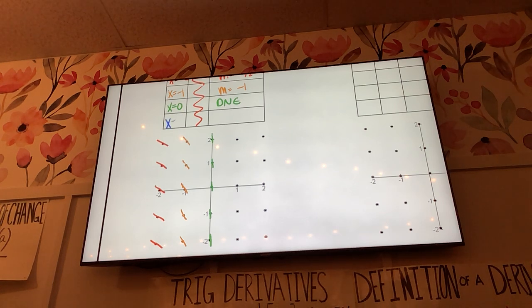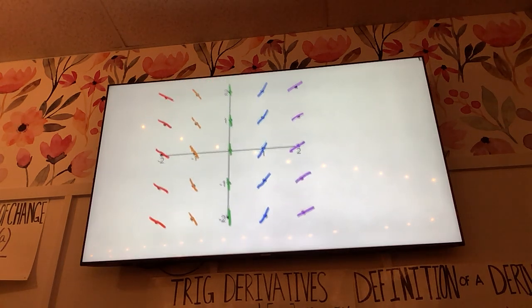All right, and then when x is 1, what is your slope? 1. And then what about when x is 2? 1/2. So it's going to be positive, not quite as steep. And then this would be your slope field.